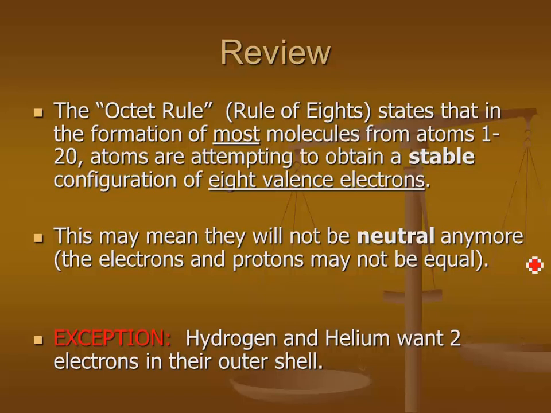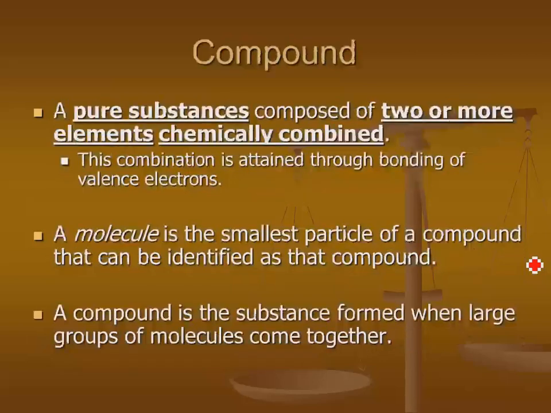They prefer to have 2 in their outer shell rather than 8, simply because they only have 1 shell. When we combine 2 elements chemically, this forms what we call a compound. It is a pure substance, and it's attained through the bonding of those valence electrons.